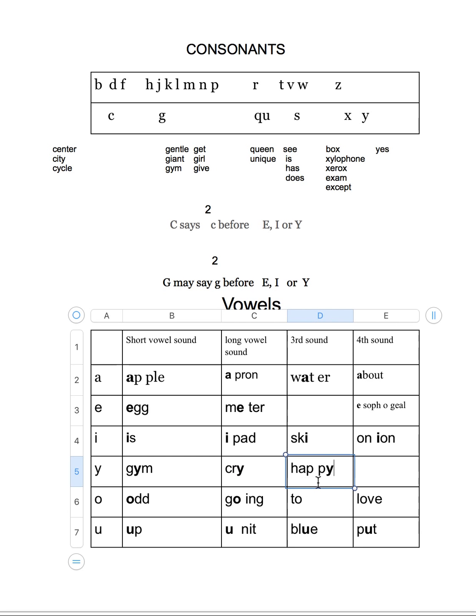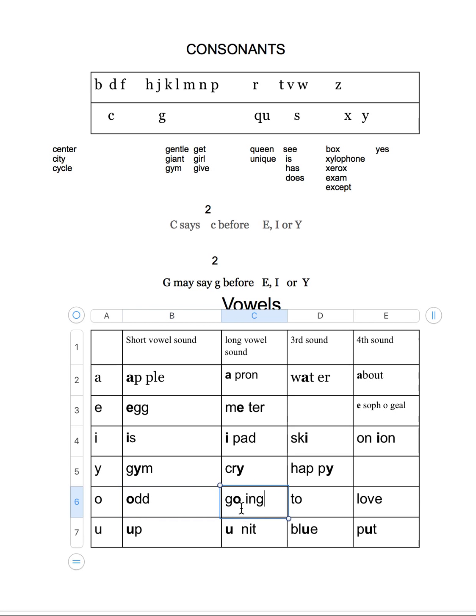But the most common sound for the letter Y is the E sound. Y says E at the end of words. That E is the same as the long E sound. Now let's look at the vowel O. The O has 4 sounds.